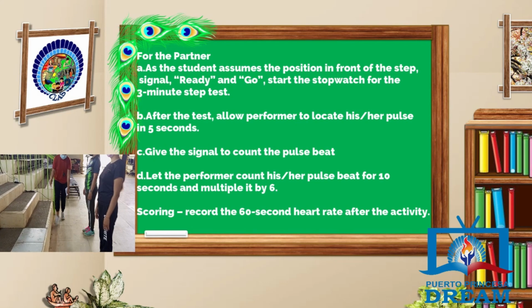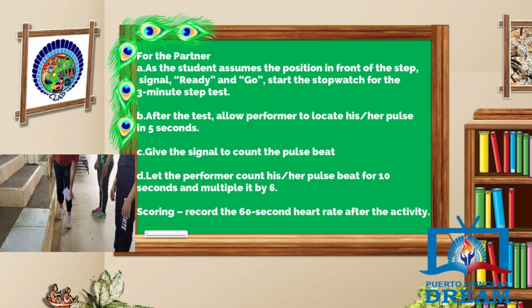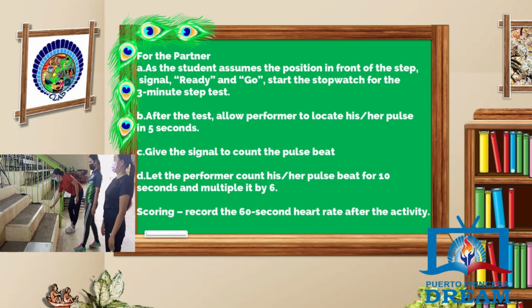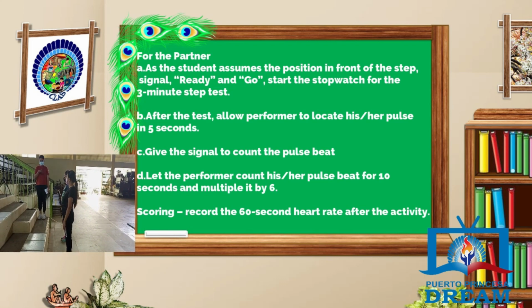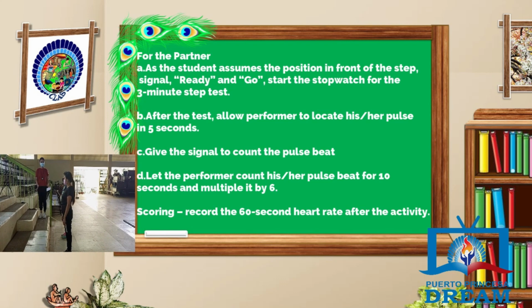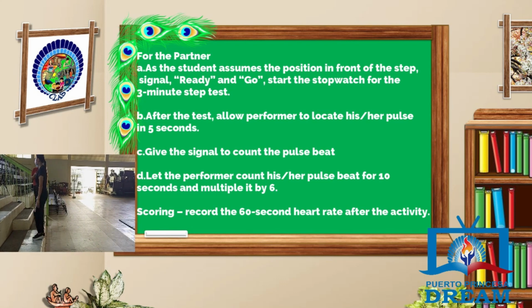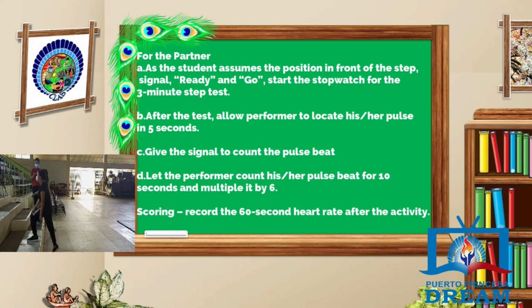For the partner: A. As the student assumes the position in front of the step, signal ready and go, start the stopwatch for the 3-minute step test. B. After the test, allow performer to locate his or her pulse in 5 seconds. C. Give the signal to count the pulse beat.